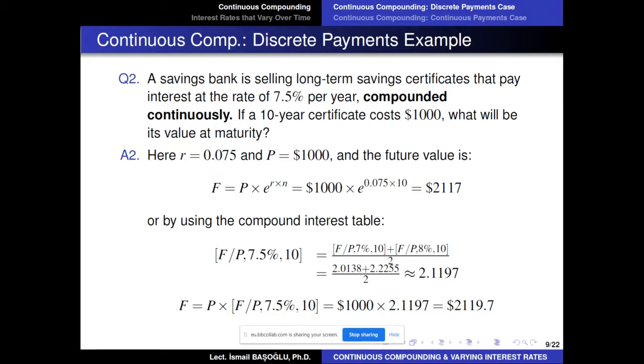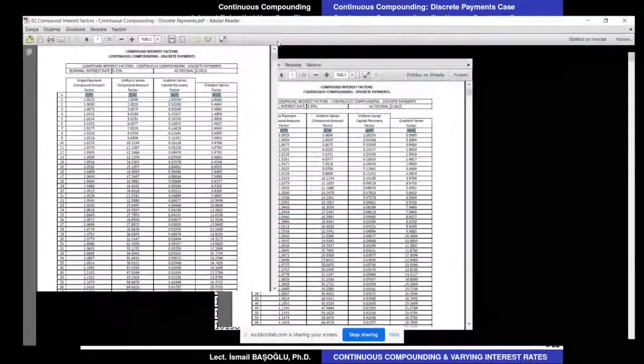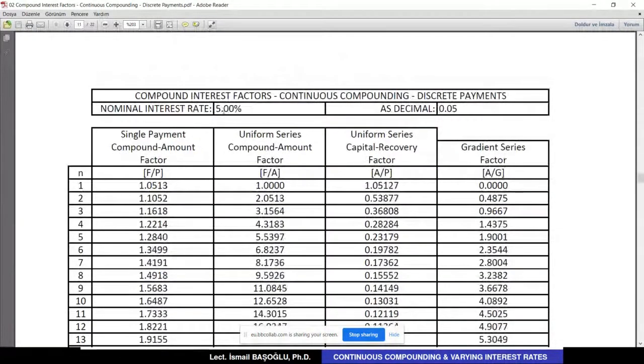Now, of course, you can also solve this question by using the compound interest table we have just introduced, the second compound interest table. But for that, first you need to calculate the extended notation for F over P, the single payment compound amount factor, under 7.5% for 10 years. So if you are not interested in using the formula, you need to identify this value from the second table. But in the second table, again, we do not have any page that corresponds to a 7.5% interest rate. Now, in fact, I can show it to you right now. So if we follow the pages again, we have 7% here and 8%, but we do not have 7.5%.